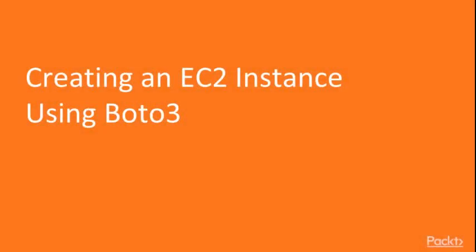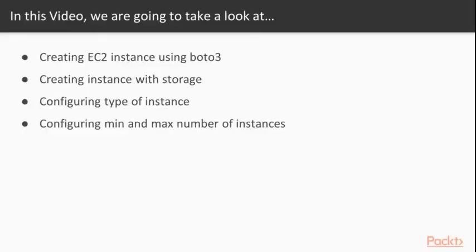Welcome! In the first video of this section, we'll be creating an EC2 instance using the Boto 3 client interface. We will be passing multiple configuration parameters to Amazon Web Services, and the cloud will create EC2 instances for us using that API. So we'll start by creating an EC2 instance using Boto 3. We'll be creating an instance with storage. We will want a persistent storage assigned to that instance. Not only RAM, not only memory, but also persistent storage.